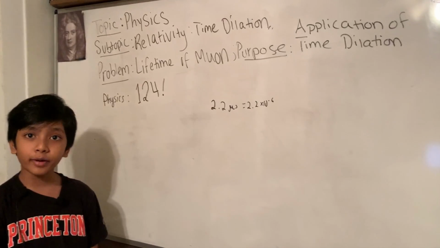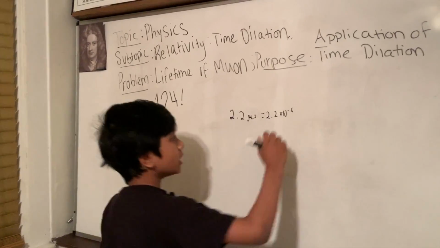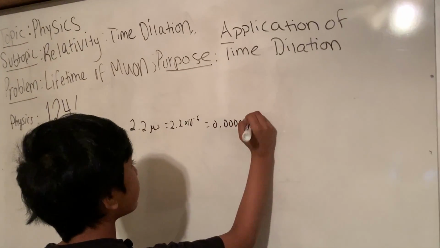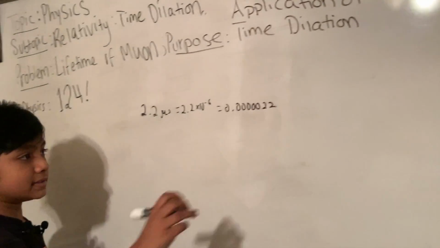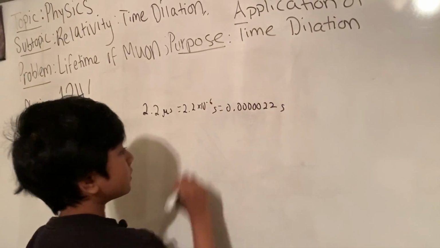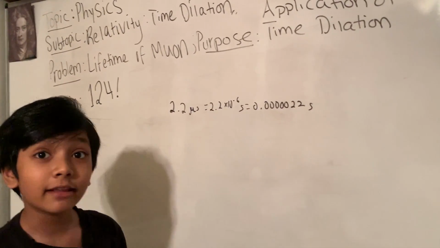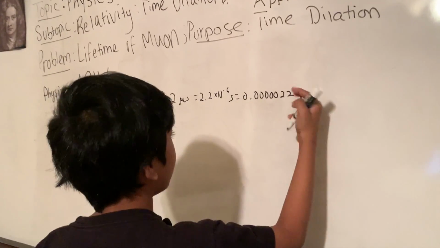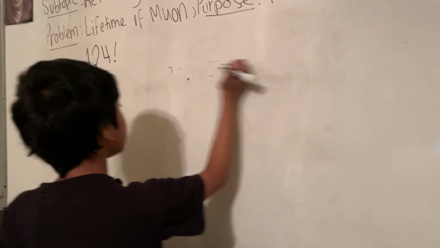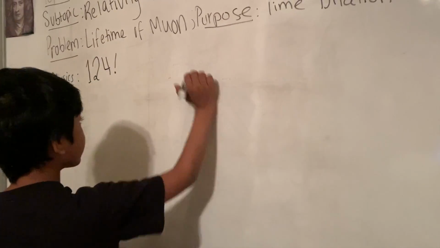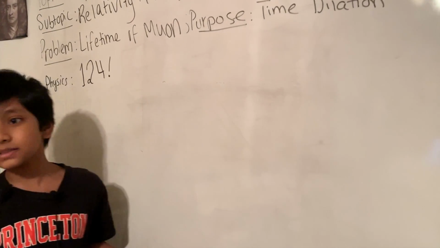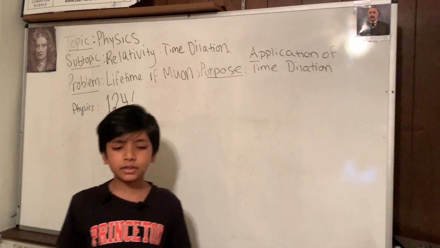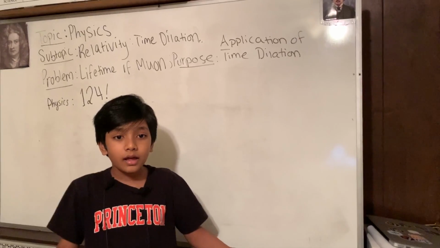For an even more primitive representation, we can just write it like this: 0.1234522 seconds. Now think about that. That's almost an instant. So yeah, that's a very small amount of time. And that's the lifetime of a muon as perceived from its own perspective.